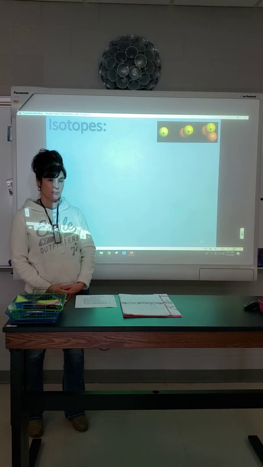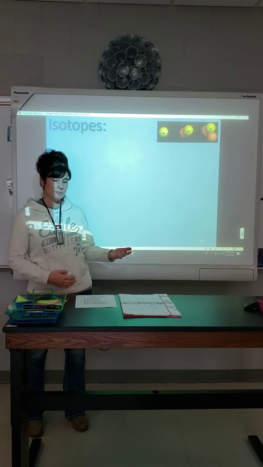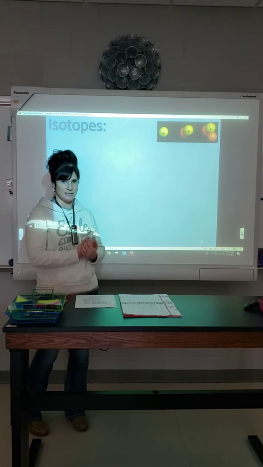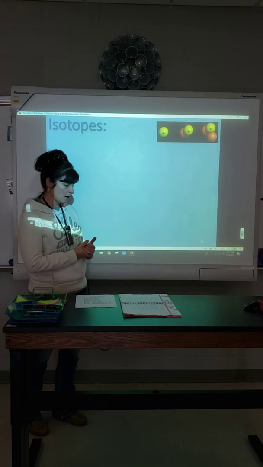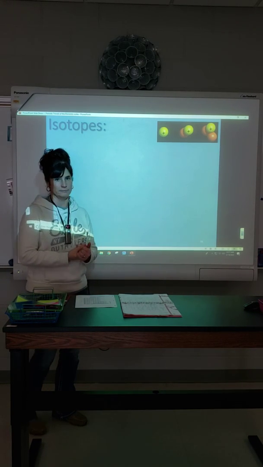We left off yesterday with isotopes. I introduced them yesterday, and we're going to get into more specifics today. So this is picking up with slide number 31.